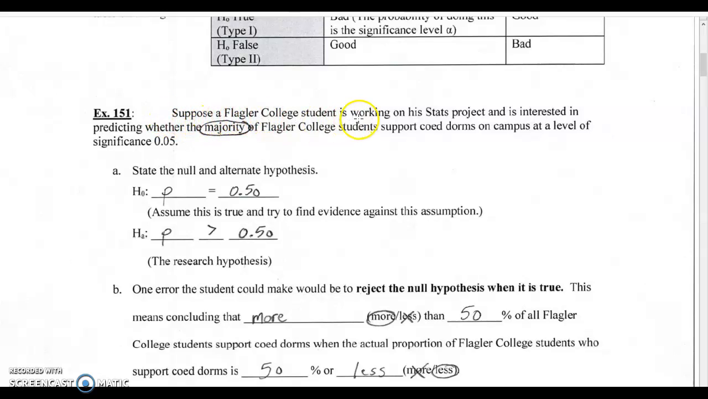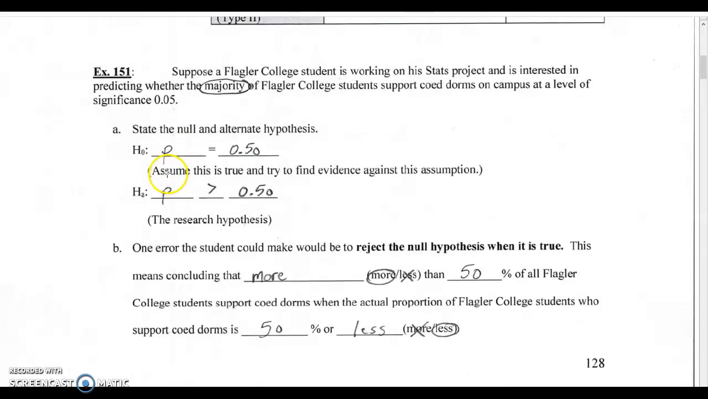So suppose a Flagler College student is working on his stats project and is interested in predicting whether the majority of Flagler College students support co-ed dorms on campus at a level of significance 0.05. Okay, so state the null and alternate hypotheses. The null is that P is equal to 0.50, because what we're trying to show is majority, the alternative, which is that P is greater than 0.50. Remember, always an equal sign in the null, and we want to show alternatively that P is greater than 0.50. This is what we're hoping we can get data to demonstrate.